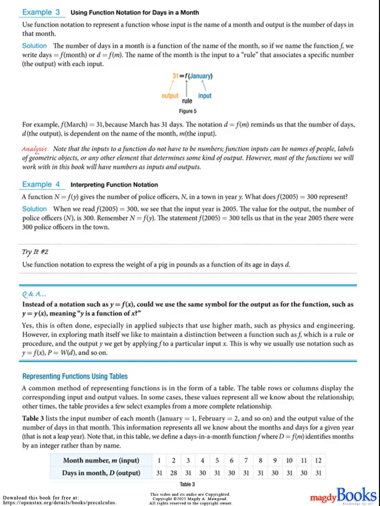Table 3. Month number m, input; days in month d, output. Month 1 has 31 days. Month 2 has 28 days. Month 3 has 31 days. Month 4 has 30 days. Month 5 has 31 days. Month 6 has 30 days. Month 7 has 31 days. Month 8 has 31 days. Month 9 has 30 days. Month 10 has 31 days. Month 11 has 30 days. Month 12 has 31 days.